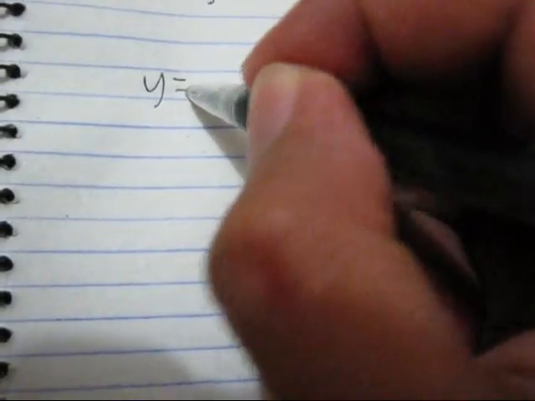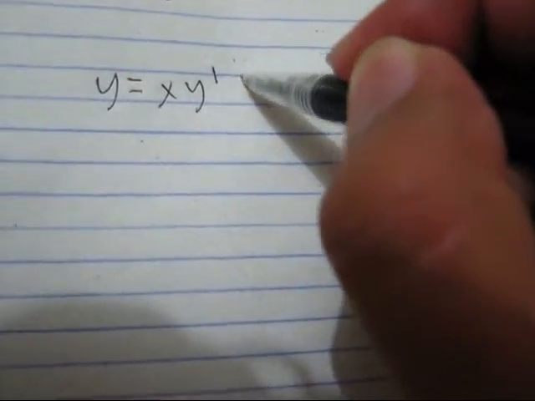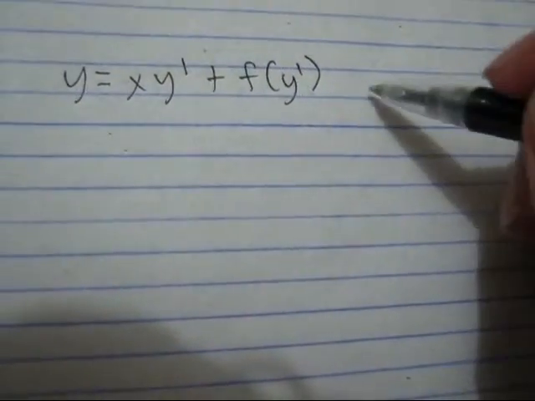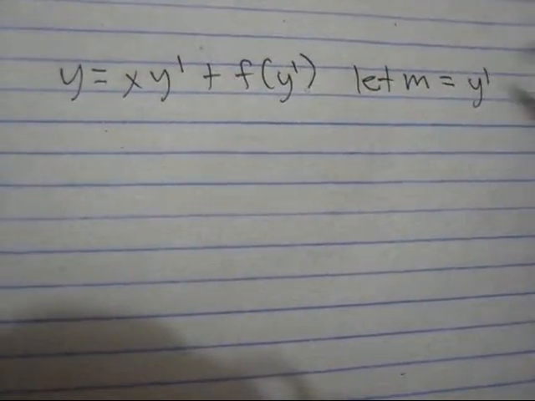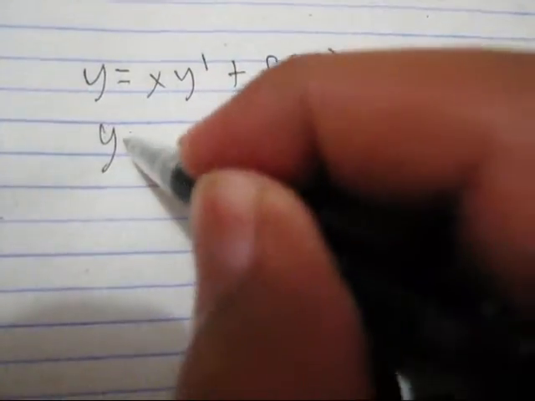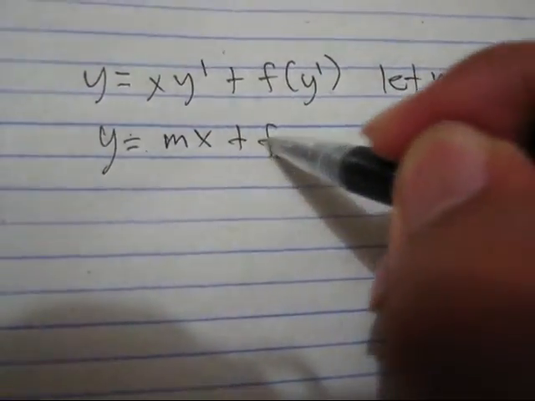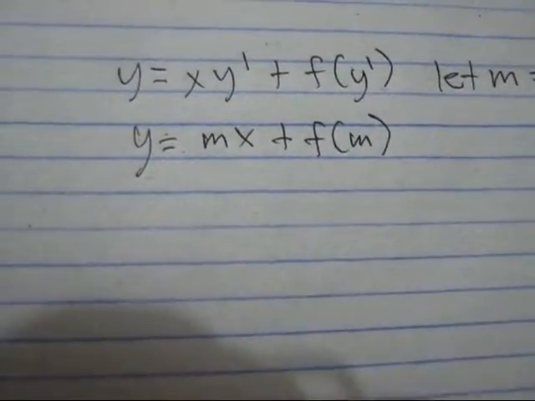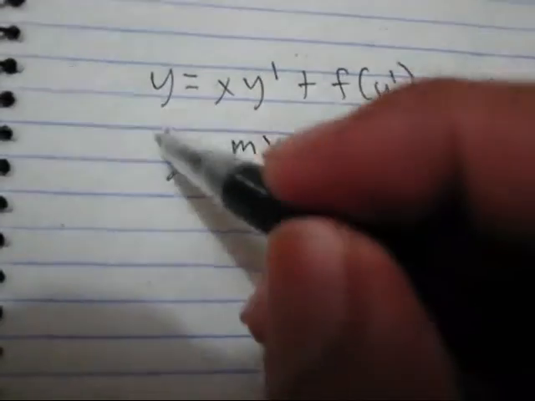y = xy' + f(y'). First, we will let m be equal to y'. Thus, y = mx + f(m). There you have the general solution, and then we can get the parametric equation of this.